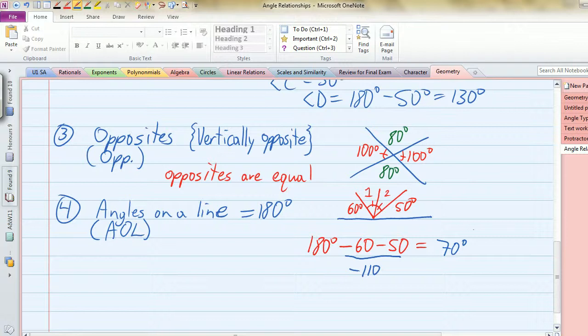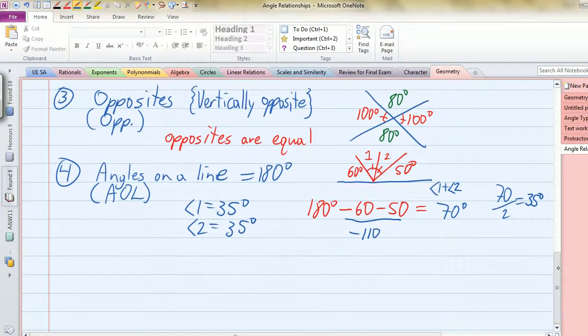What are we going to do now? Yeah, this is angle 1 plus angle 2, and they're equal, so 70 degrees divided by 2 is 35. We have to split that into halves, so angle 1 is 35 degrees, and angle 2 also equals 35 degrees. Any questions? Now, that's a pretty decent example of angles on a line. We could have 4, 5, 6, or 7. Okay.